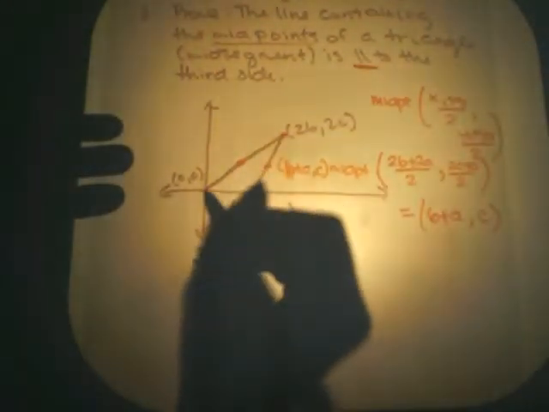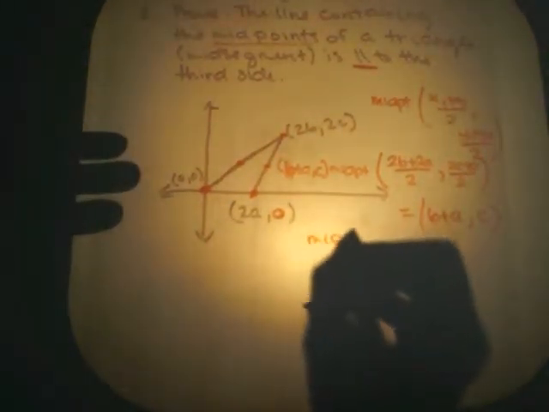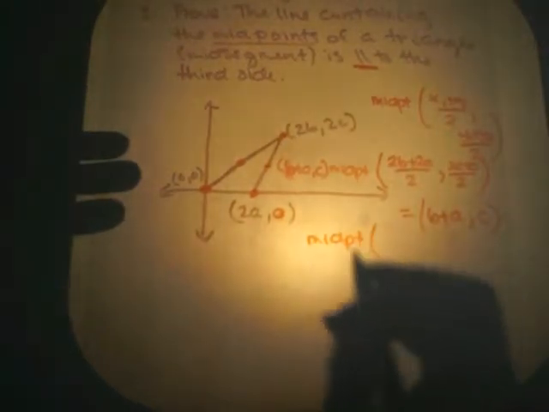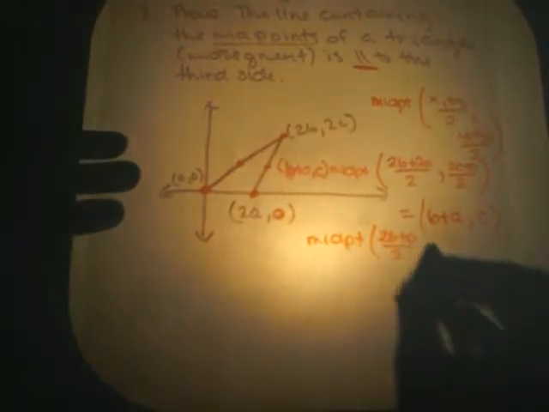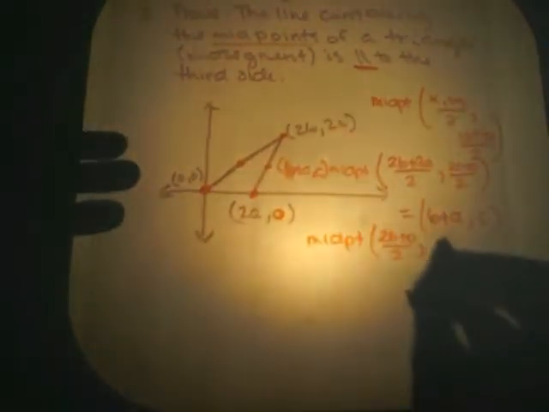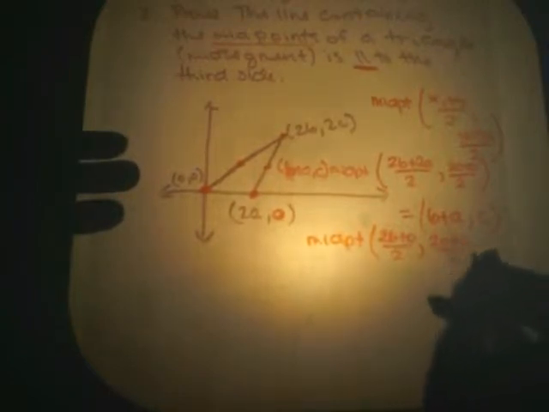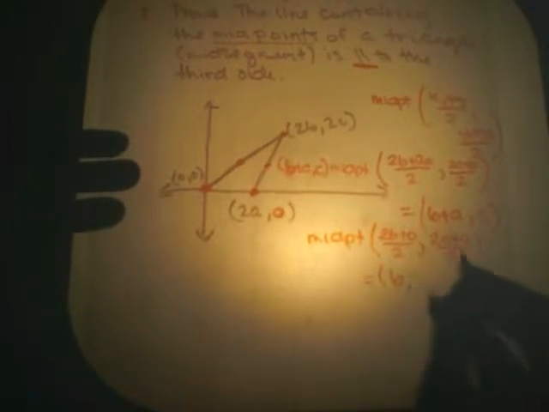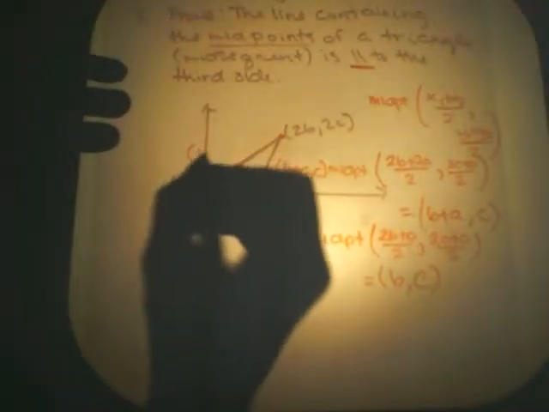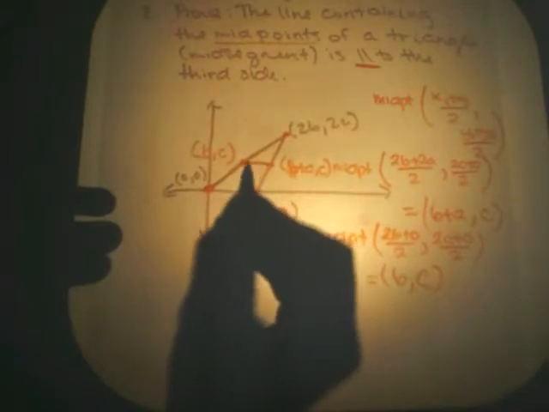Now we have to do this segment over here and find the second midpoint. So we're going to do the midpoint formula again. Okay, and again, x plus x, 2b plus 0 over 2, and y plus y, 2c plus 0 over 2. 2b over 2 will just be regular b, and 2c over 2 will just be regular c. So b, c is the midpoint on this side.